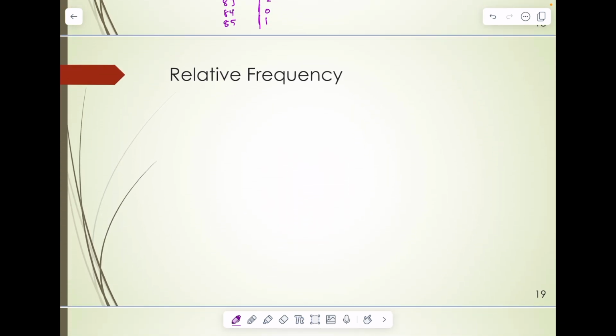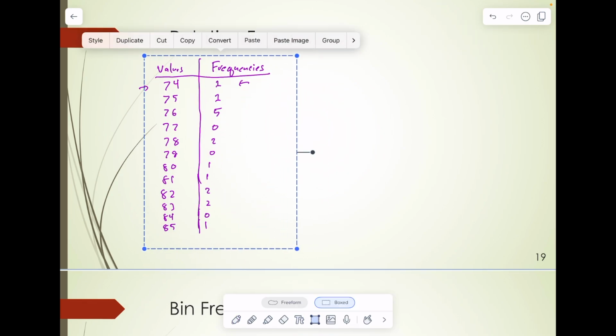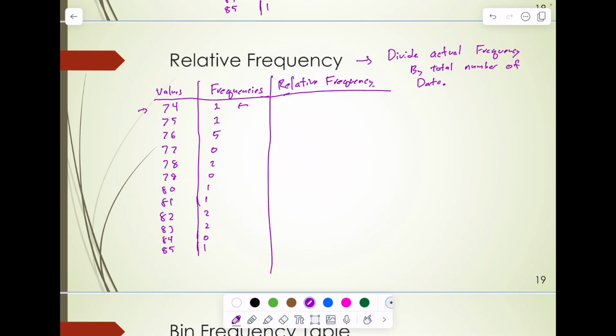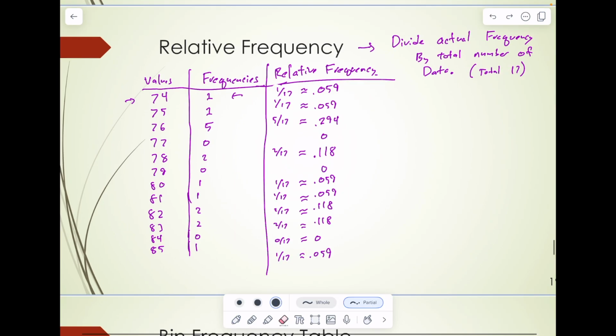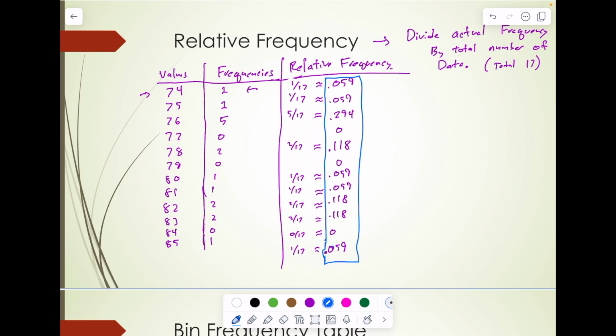Relative frequency. For this one, I'm going to copy my frequency chart. Okay, here it is. I'm going to add a column to this, and that's going to be relative frequency. And what I'm going to do is I'm going to divide by the total number of data. So the data in this case is 17. And that is my relative frequency. These numbers right here form my relative frequency. And this is my relative frequency chart.